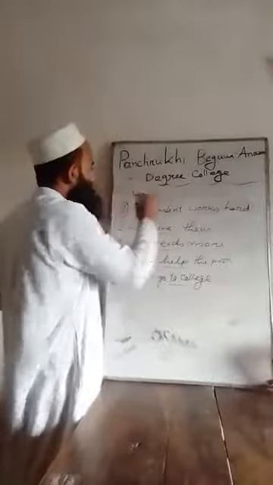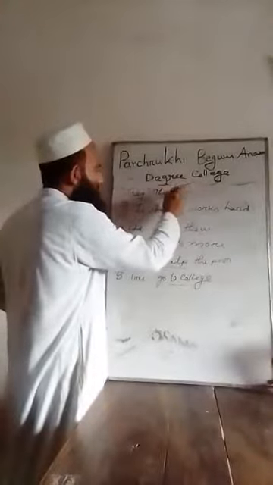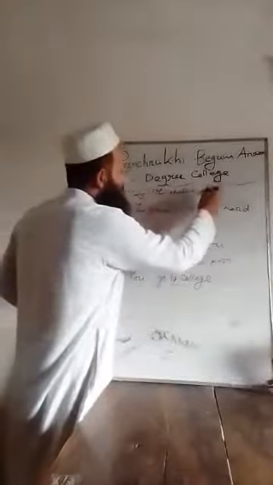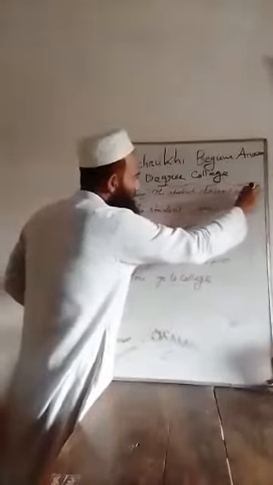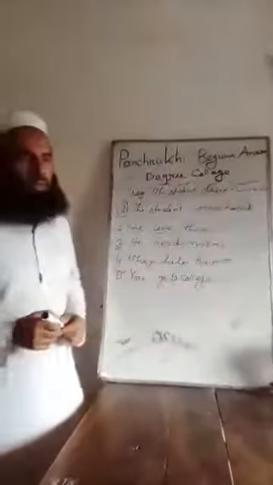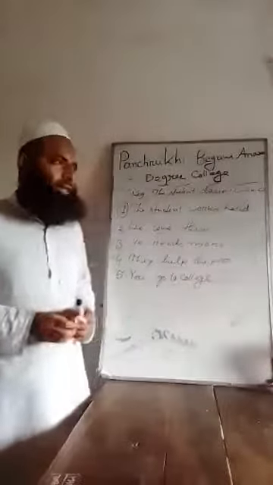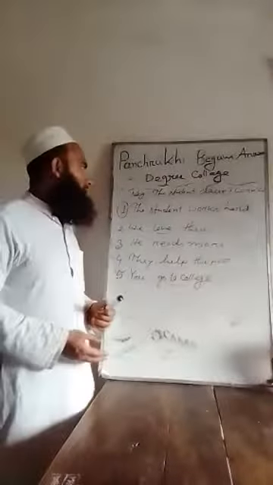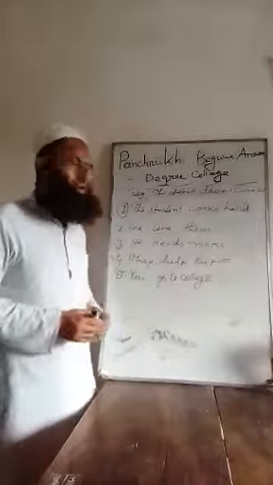Negative form. The student does not work hard. The student doesn't work hard. This is the negative form of the sentence, not the transformation, just the negative form of the sentence. The student works hard. The student does not work hard, or doesn't work hard.